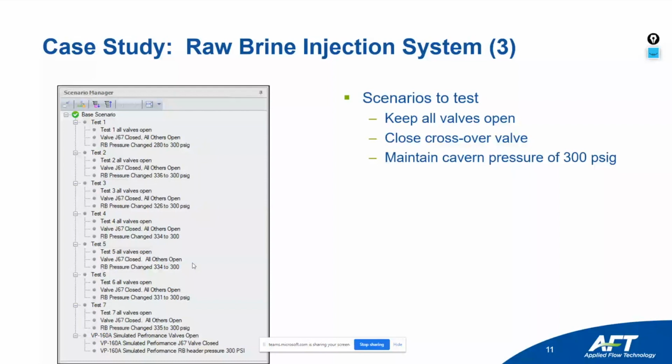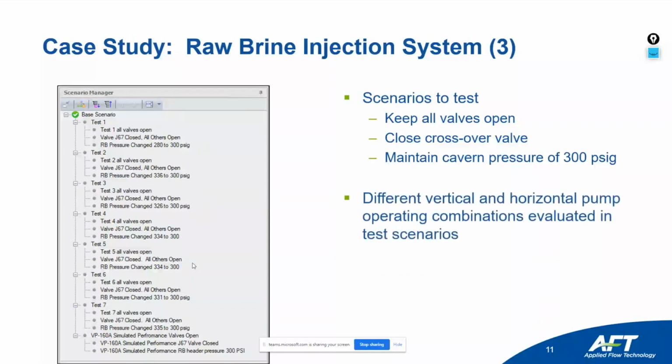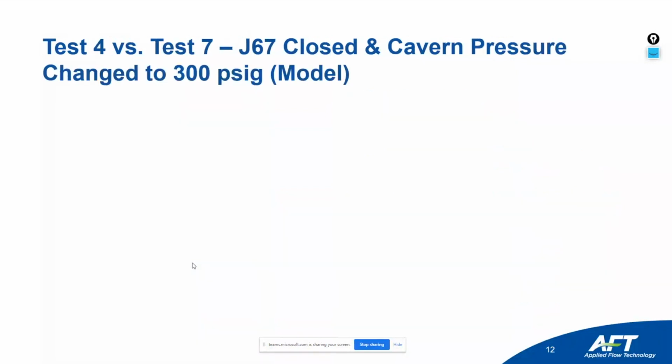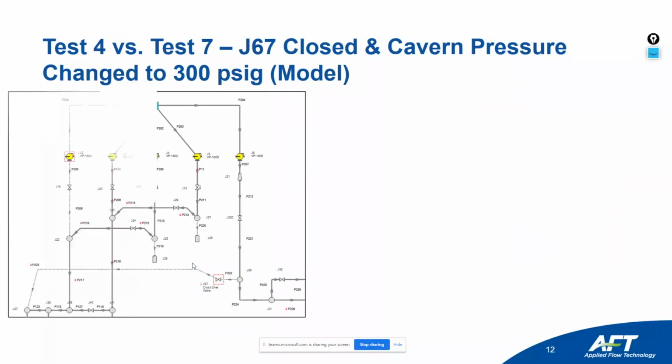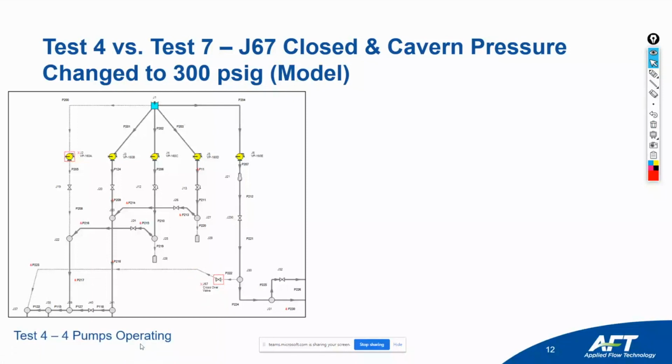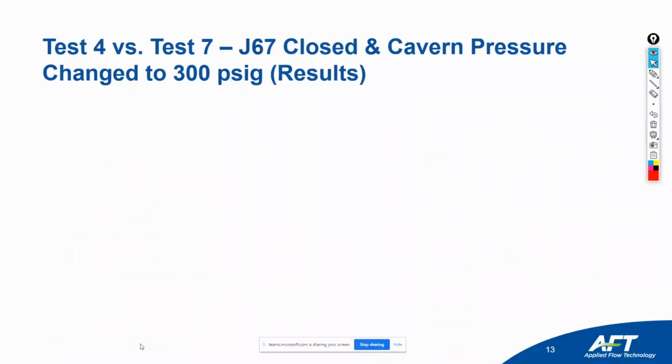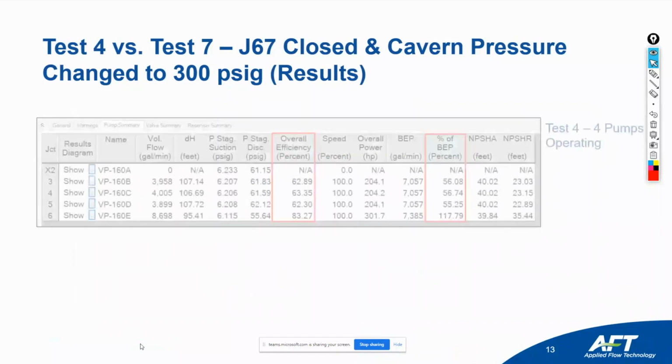So I just want to focus on two of the test scenarios, test 4 and test 7, and give a quick example of what that looks like. So for this comparison, they've closed off the crossover valve. As you can see right here, there's no flow going through that line. And then they changed the cavern pressure to 300 psig. And this is where they're operating 4 pumps in parallel versus operating only 3 pumps in parallel. And they're able to get some incredible improvements in BEP.